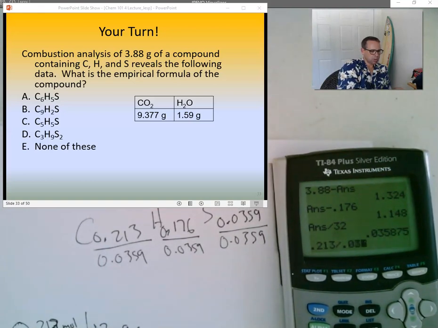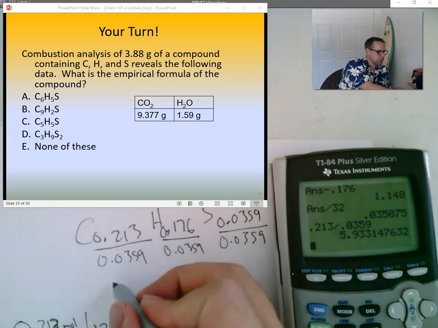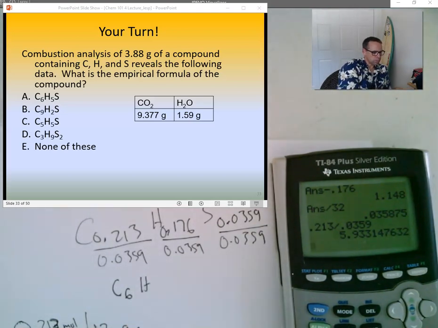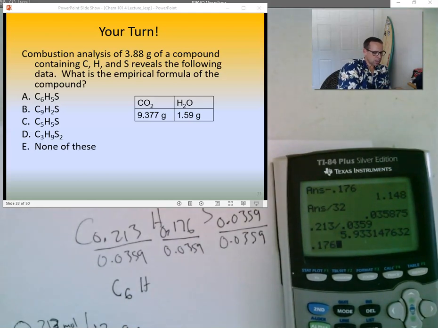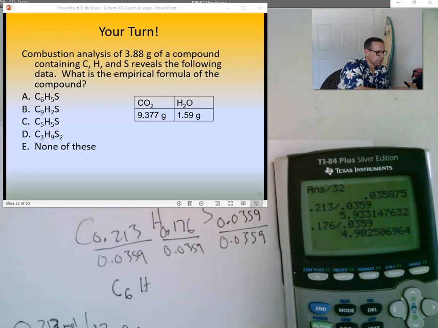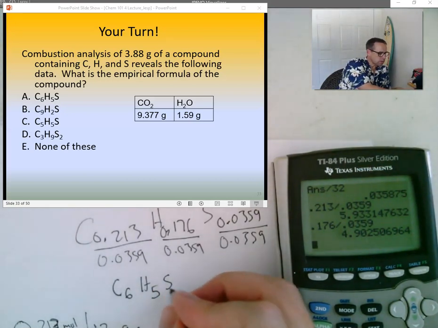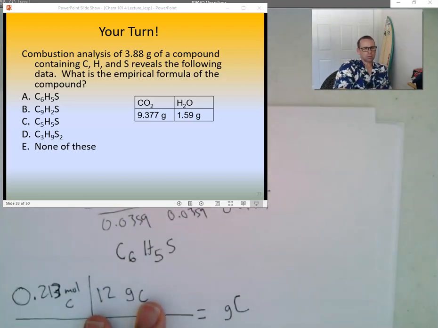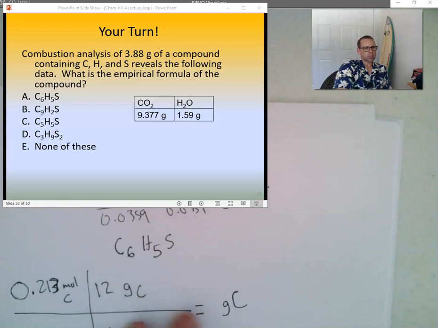0.213 divided by 0.0359. That's 5.9. That's pretty close to 6. 0.176 divided by 0.0359, 4.9, that's close to 5. And then the last one is going to be 1, right? Yeah. All right, is that one of our answers?